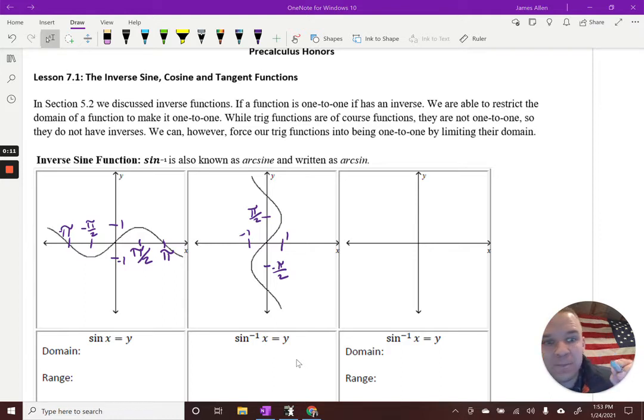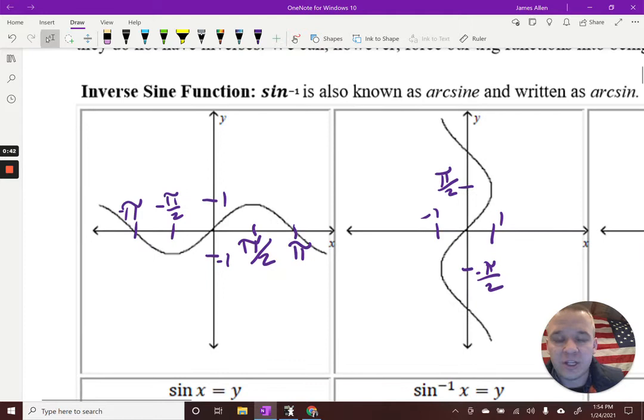Alrighty. So, new chapter. The inverse sine, cosine, and tangent functions are what we're starting with. Call back to 5.2 when we first talked about inverse functions, right? If a function is one-to-one, it has an inverse. However, not all functions are one-to-one, but we can restrict the domain to make it one-to-one. We're going to have to do that with our trig functions, because trig functions are functions, but not necessarily one-to-one, right? If we take a look at this one here, it passes the vertical line test, so it's a function, but not the horizontal line test.